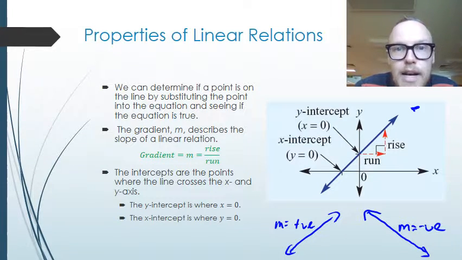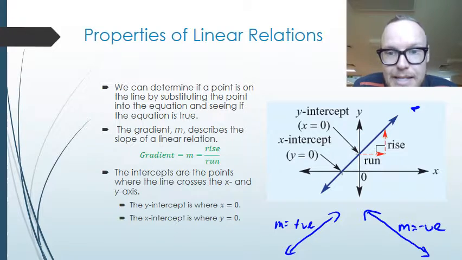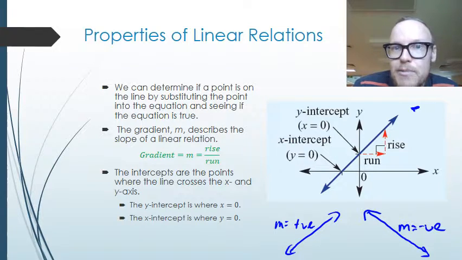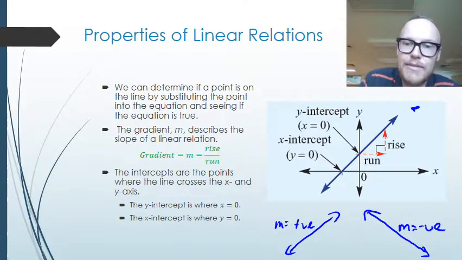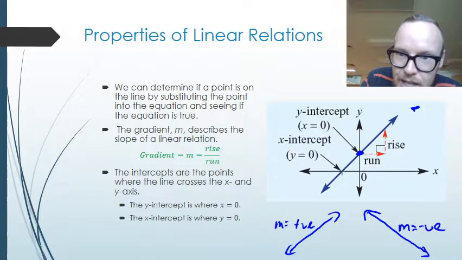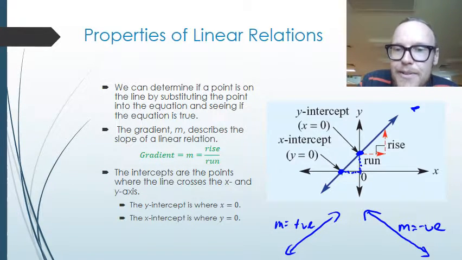So the intercepts are the points where the graph crosses the x and y axis. The x-intercept occurs when it crosses the x-axis, and it will be when y is equal to 0. The y-intercept is going to be where the graph crosses the y-axis, and it is going to be when x is equal to 0. If we have a look at our diagram here, you can see here is the y-intercept. The x value is 0. And if we have a look at the x-intercept here, where it crosses the x-axis, the y value on the y-axis is 0 for that value there.